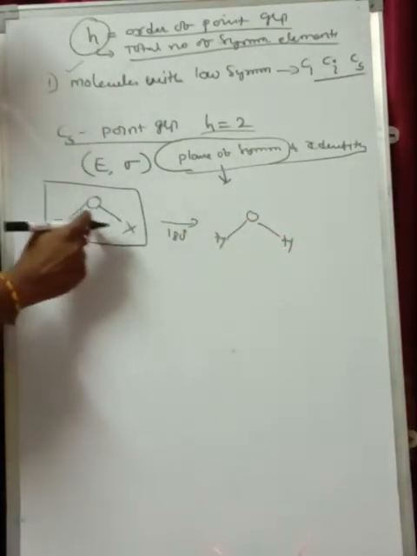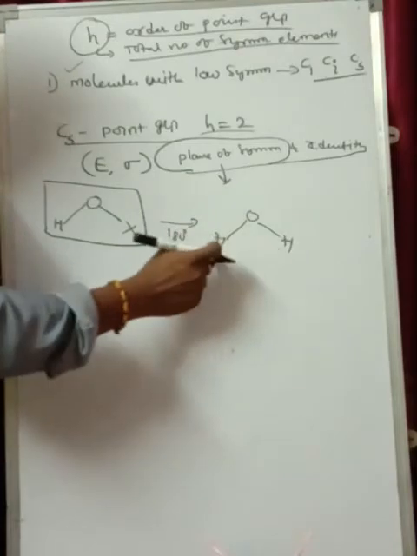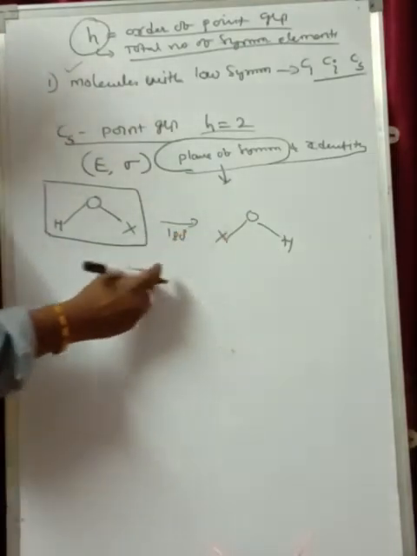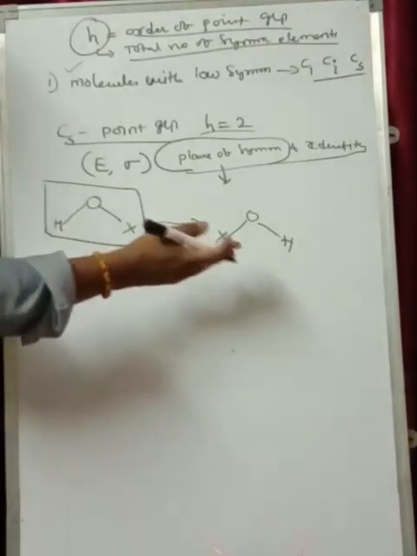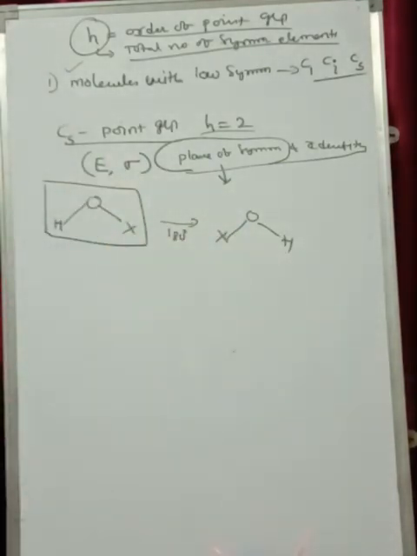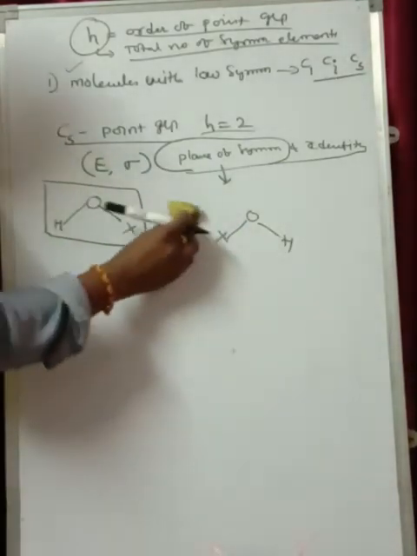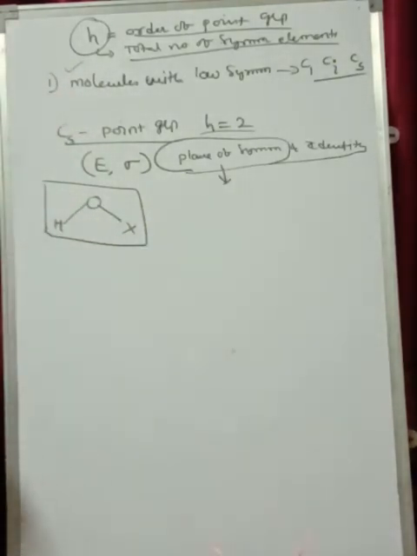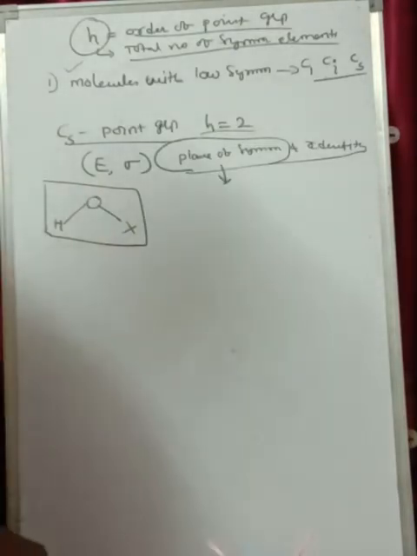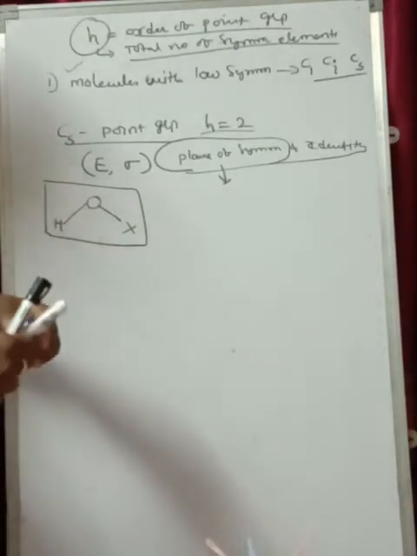If you rotate by 180 degrees, this hydrogen comes here, X replaces here. Now, if you look at these two structures, they are quite different. Therefore, we can't say that this has a C2 rotational axis of symmetry. Therefore, a rotation axis of symmetry is not possible in this particular case. The only possibility is the plane of symmetry, and that plane of symmetry can be shown like this.